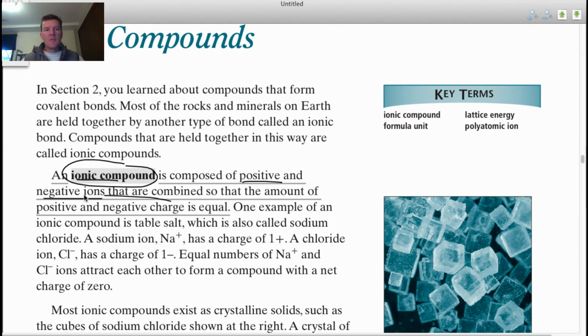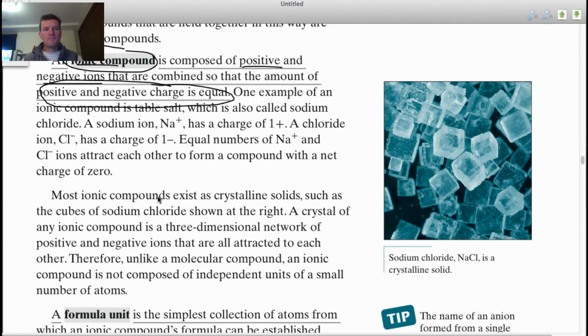In other words, the positive and negative charges are going to be basically opposite but equal, and you can have an overall neutral charge, but individually you've created ions. Let me show you what I mean.